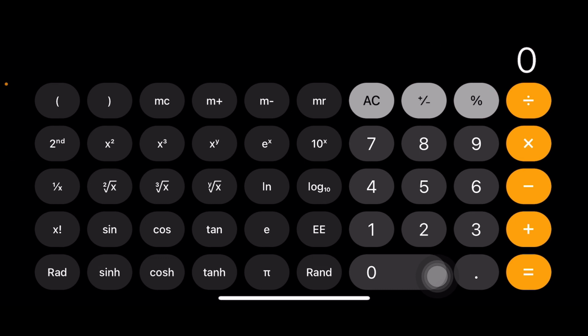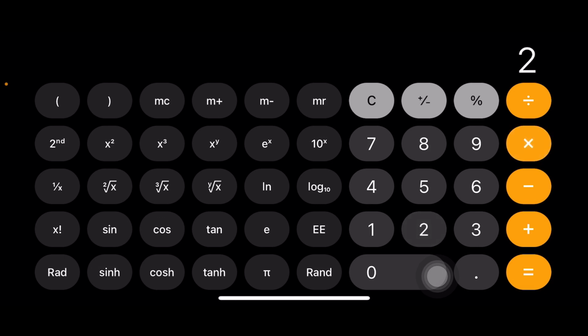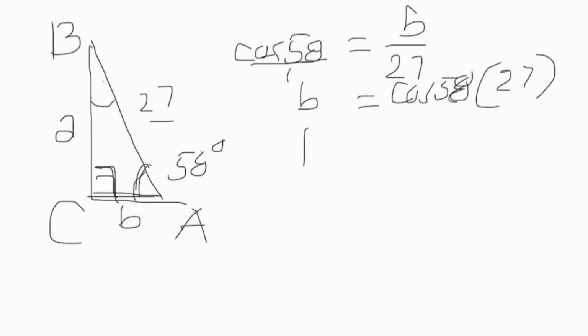Then using a calculator, we're going to solve for cosine of 58. So 58 cosine will be 0.5299. So multiply this one by 27. Times 27, the result will be 14.31. So the value of B here is equal to 14.31.